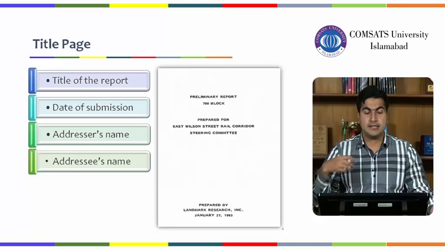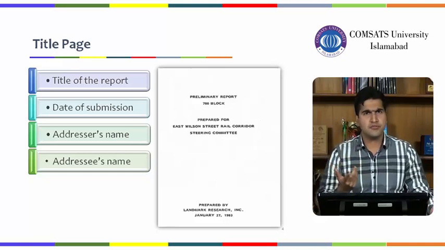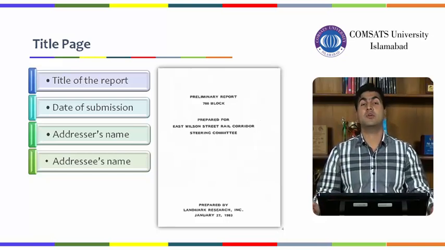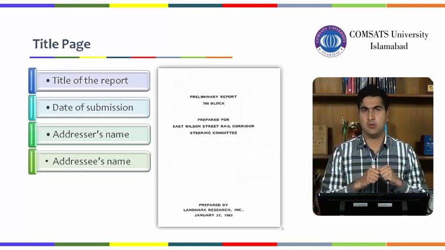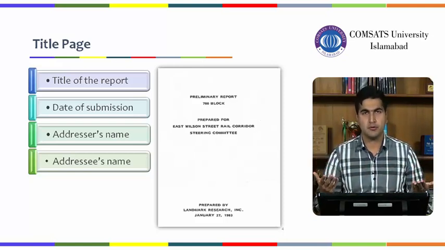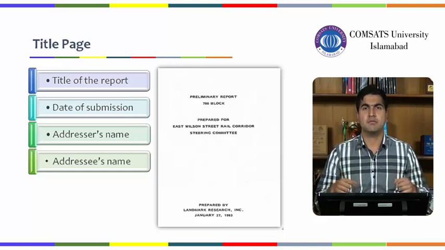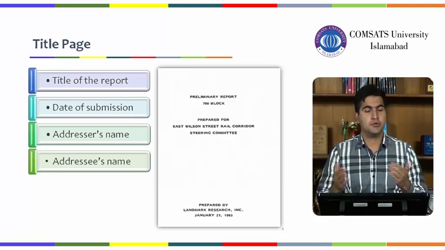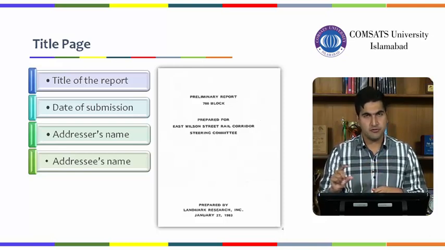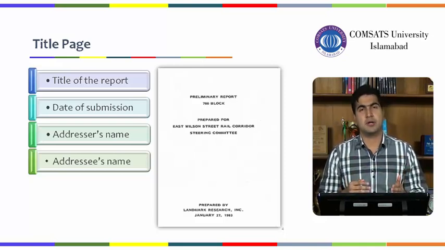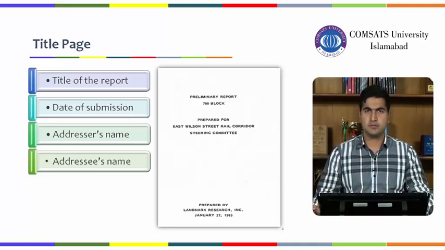Then the third component, and that is the addresser's name. Who is the addresser? The one who is addressing. For example, I am the one who is writing the report for you. That makes me the addresser and you the addressee. So within the addresser's name, I'm going to write my own name, and for the one the report has been written for, that is the addressee's name, where I'm going to write your name or all the other individuals who have to receive this report. That's how it is supposed to be done, and that's how it has been done here within the example as well.